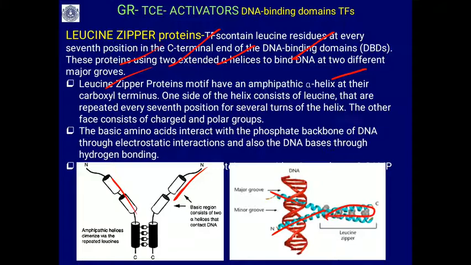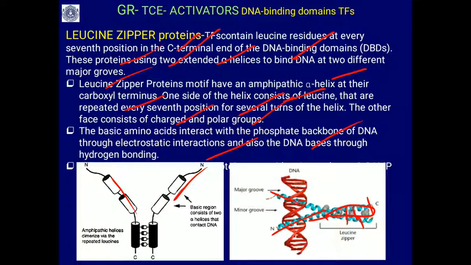So they have a leucine zipper, zipper-like, you know, a zip. This zipper protein motif has an amphipathic alpha helix at its carboxyl terminal. One side of the helix consists of leucine, and you will find a leucine residue at every 7th position of the amino acids. The charged polar groups make contact with this, so this basic amino acid interacts with the phosphate backbone of the DNA through electrostatic interactions. This is the leucine zipper protein.